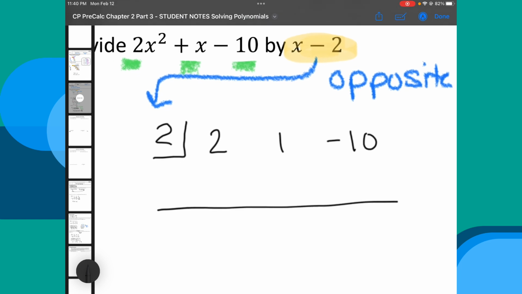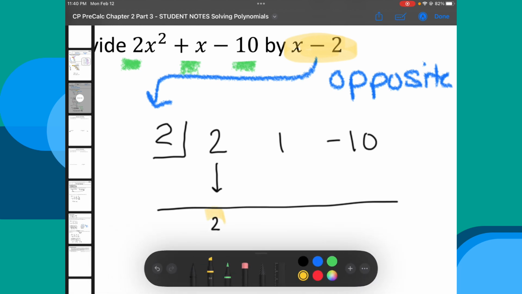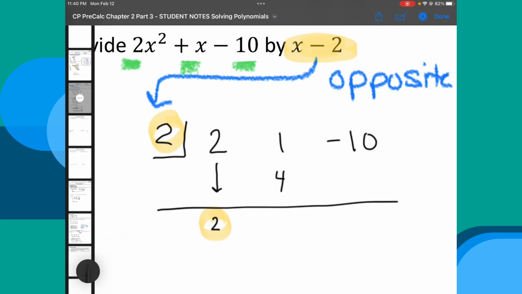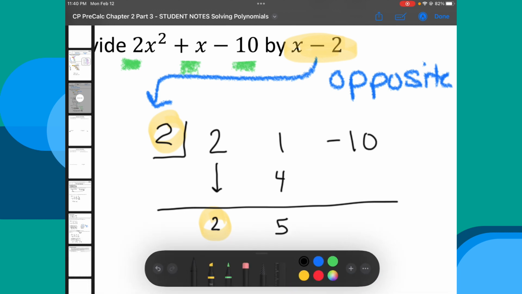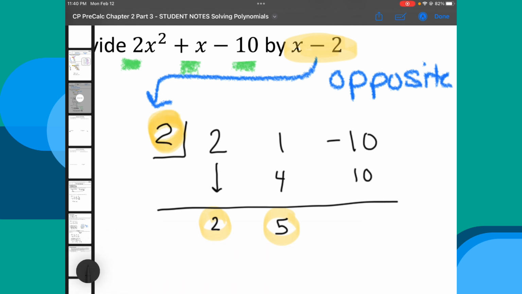Synthetic division is kind of fast. The steps are: you drop the first number. After you drop the first number, you're going to multiply the number down here with the number in the backwards L. We get 4. Then you're going to add those two together and you get 5. Then you're going to multiply again the 5 and whatever number's in that backwards L. We get 10. We'll add those together and we get 0.